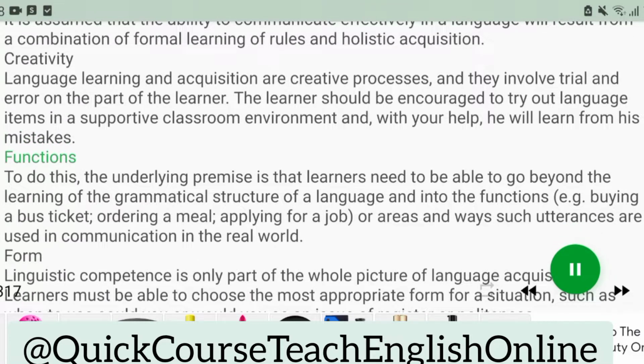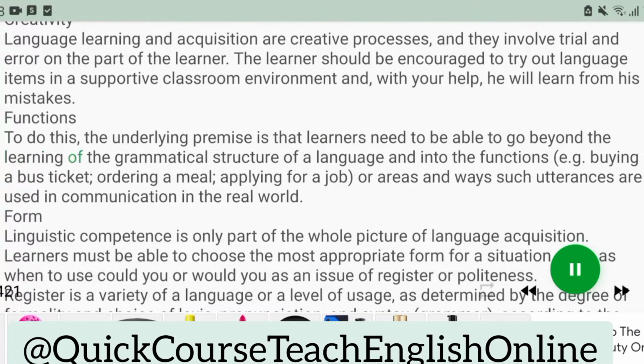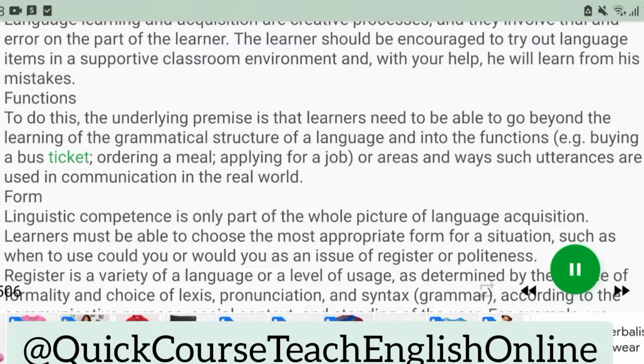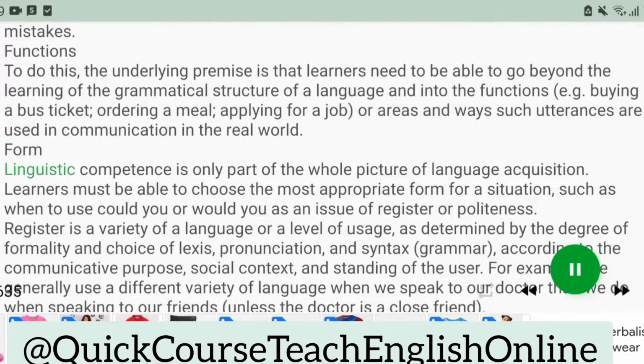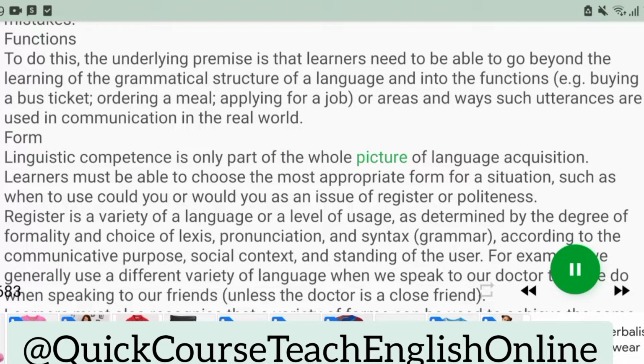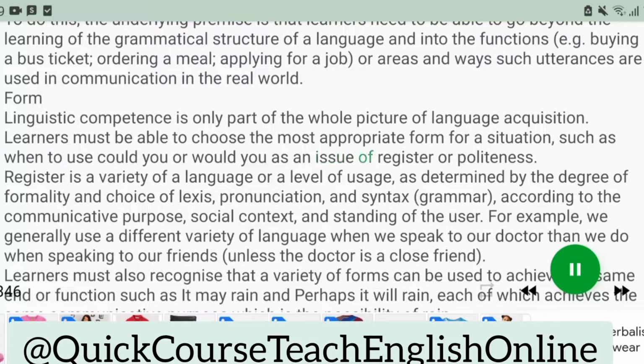Functions. To do this, the underlying premise is that learners need to be able to go beyond the learning of the grammatical structure of a language and into the functions, e.g., buying a bus ticket, ordering a meal, applying for a job, or areas and ways such utterances are used in communication in the real world. Form. Linguistic competence is only part of the whole picture of language acquisition. Learners must be able to choose the most appropriate form for a situation, such as when to use could you or would you as an issue of register or politeness.